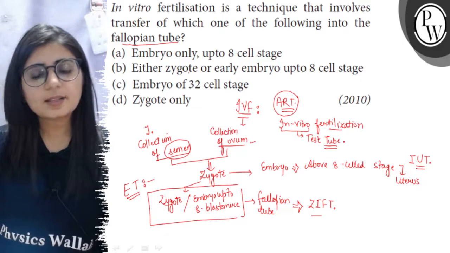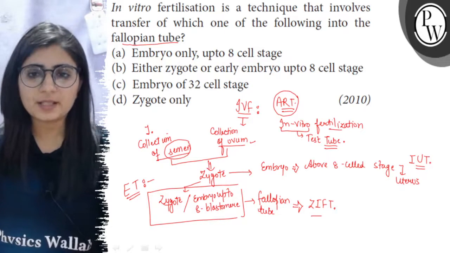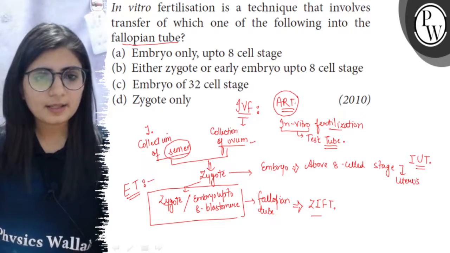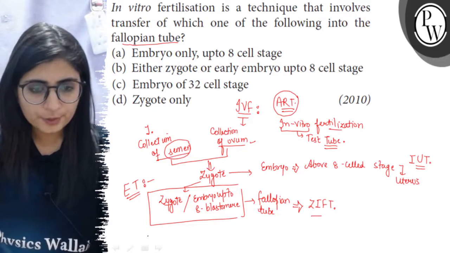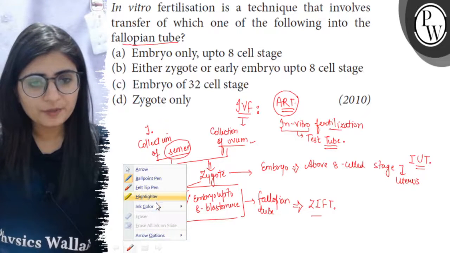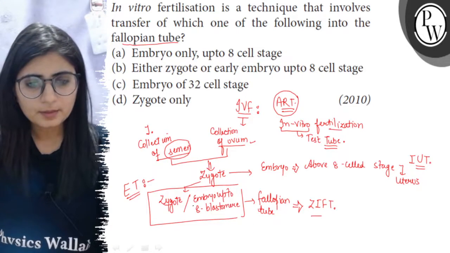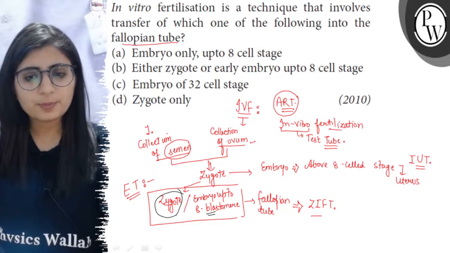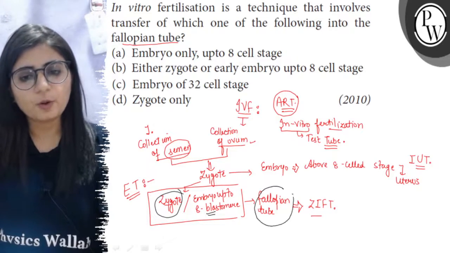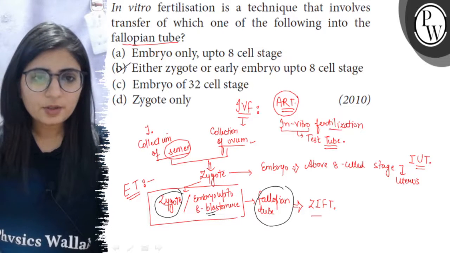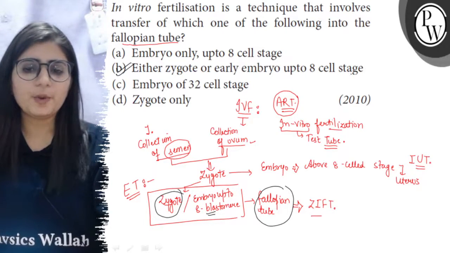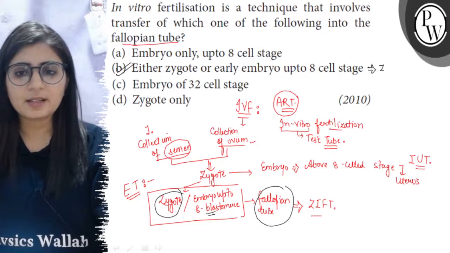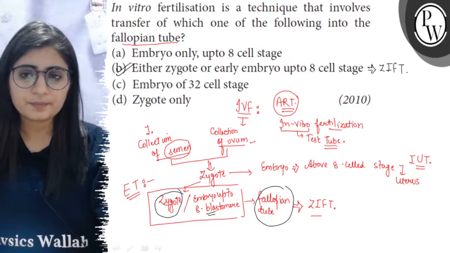Second is either zygote or early embryo up to 8 cell stage. Third is embryo of 32 cell stage. And D is zygote only. I told you that in case of ZIFT, either the embryo up to 8 blastomere or the zygote can be transferred into the fallopian tube. So either zygote or early embryo up to 8 cell stage is transferred into the fallopian tube, and this technique is called the ZIFT technique.